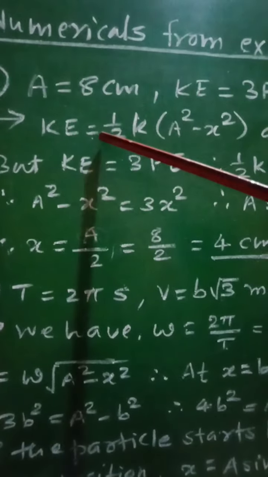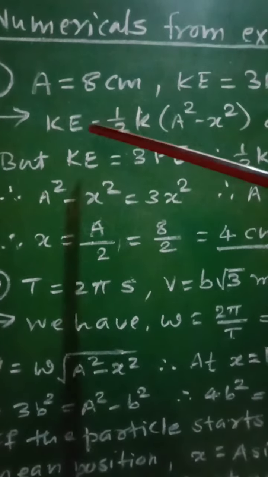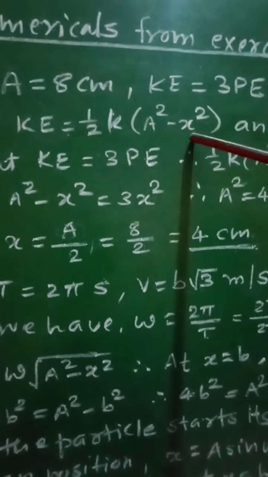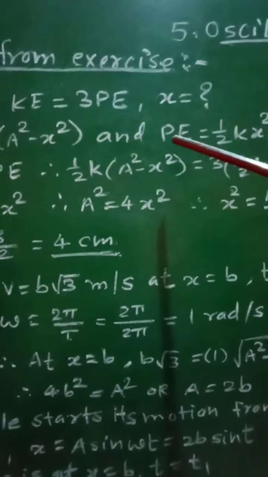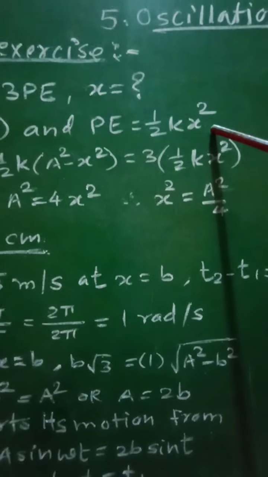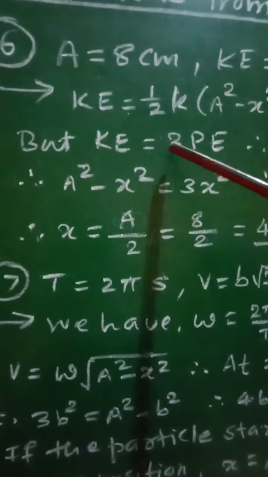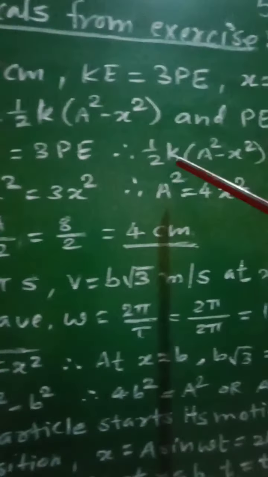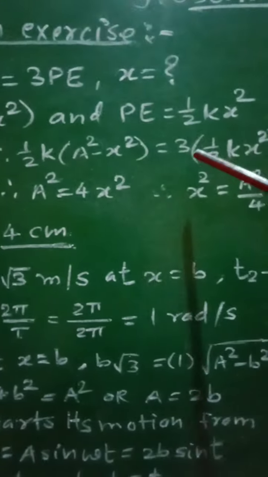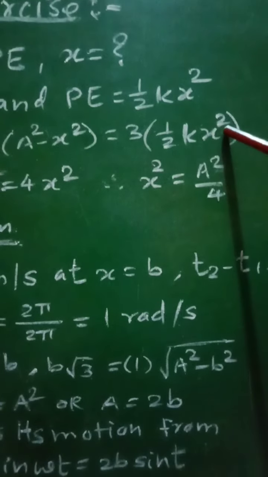The kinetic energy of a particle performing SHM is given by the formula KE equal to half k into (a square minus x square). Similarly, its potential energy is given as half k x square. As the condition is given, KE is equal to 3 PE, therefore we can write half k (a square minus x square) must be equal to 3 into half k x square.